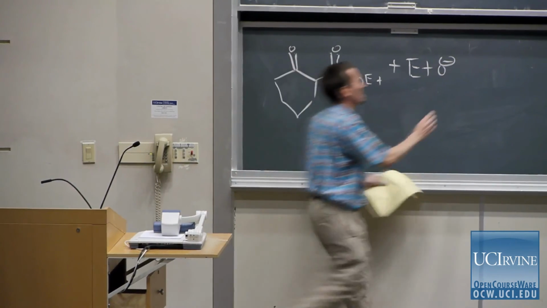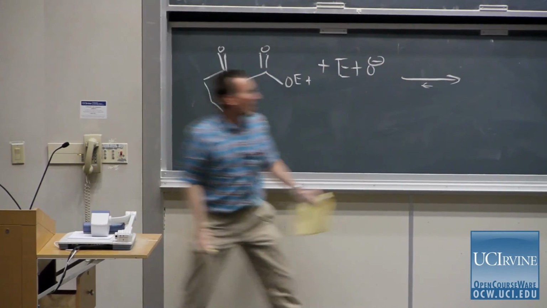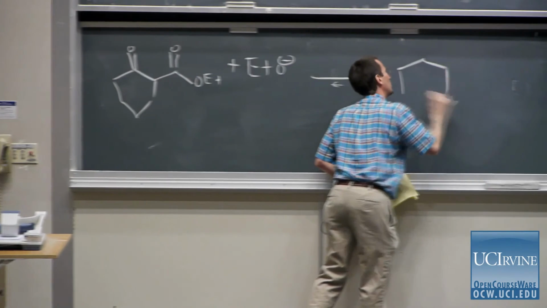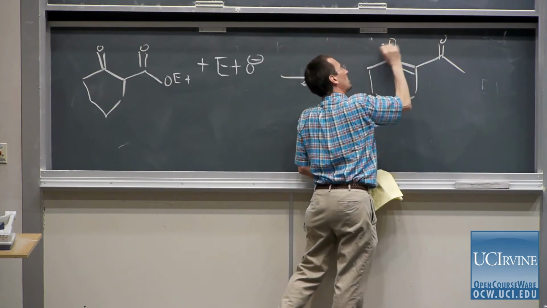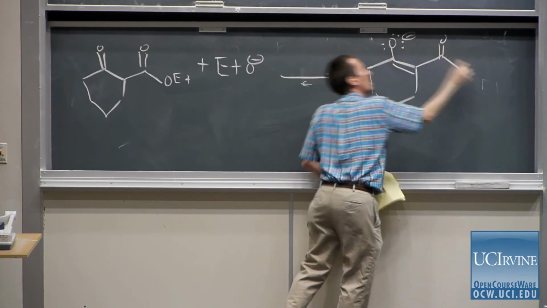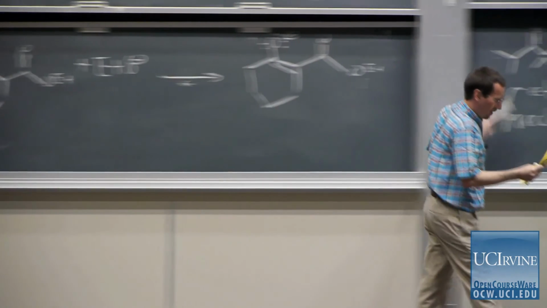And that final step, that equilibrium that lies way, way, way, way to the right, pulls off the proton, generates our enolate. If you don't like the way I draw my enolate, draw the negative charge on the alpha carbon. All right.